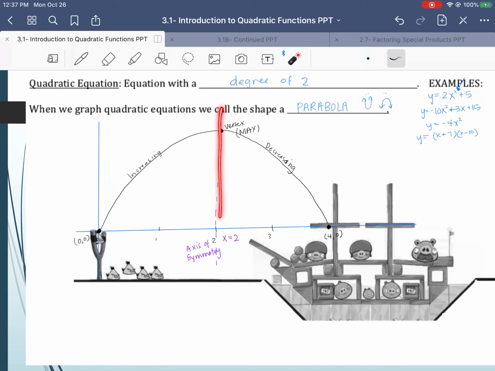So notice there, that line right there would be like cutting it into two symmetric halves. On one side it's increasing, the other side it's decreasing. So those are some of the new features that we're going to look at. And again, any application where we have an object going up and coming down, we're going to practice writing it with a parabola or a quadratic function.